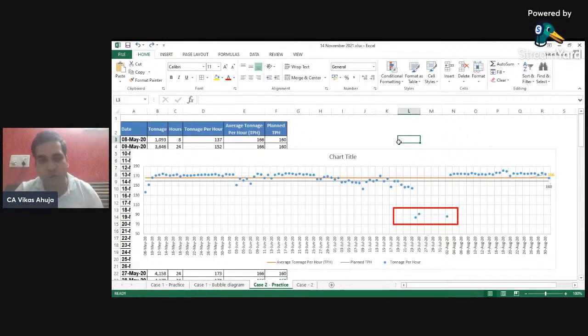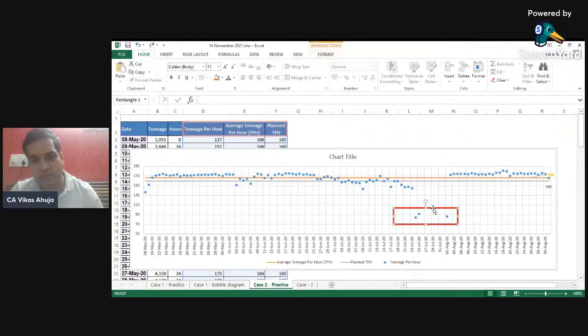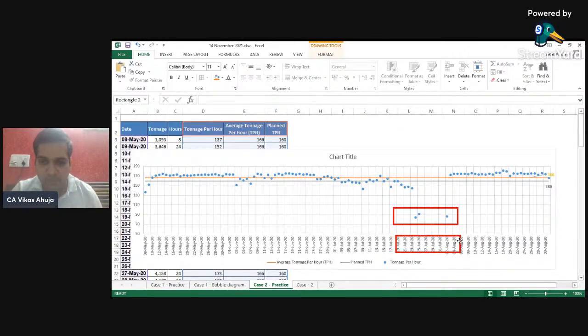It's just the marker dots that I have kept so that I can focus on these dates: 23rd, 25th July, 2nd August. There are dots here, and in this case there are no dots. This also forces me to think why there are no dots. That means there was no production on those days. As an auditor or as a consultant, these are the things which we see.